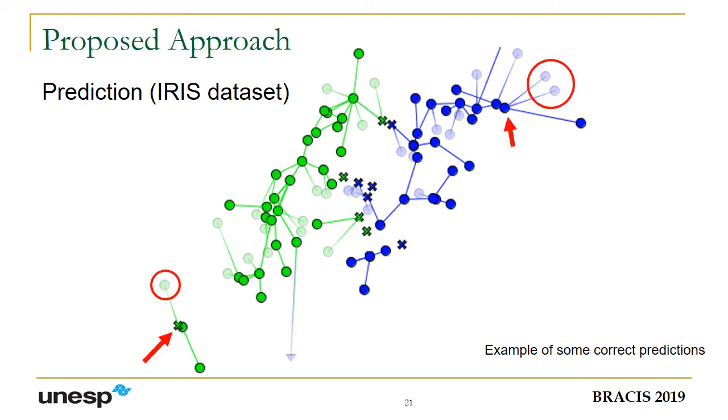Here I'm showing you right predictions, the correct predictions. The instances were connected to the right tree, blue instance to blue trees, and green instance to a green tree, in this case only to the prototype.